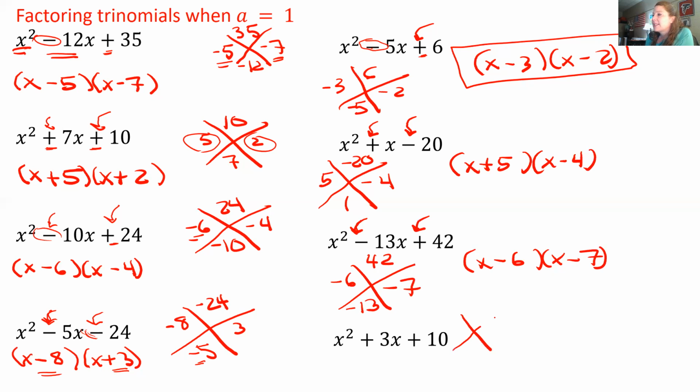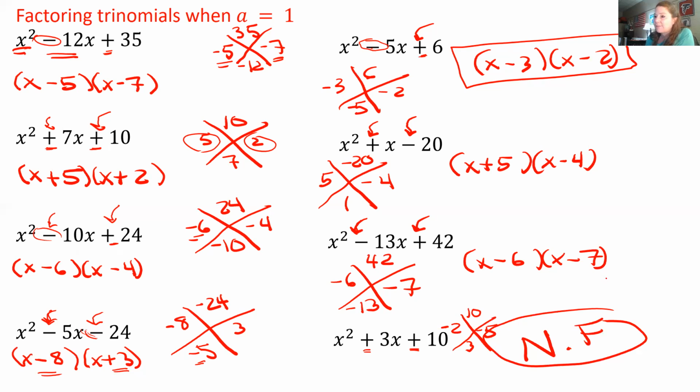And then finally, I need a product of 10 and a sum of 3. This tells me I have the same signs. They're both positive. So how do I get a product of 10 and a sum of 3? There's no way, because 10 would be either 1 and 10 or 2 and 5, but they have to be the same sign. So if I did 2 and 5, I'm going to get 7, and if I do negatives, I'm going to get negative 7. So this is not factorable. There's no way to get that.